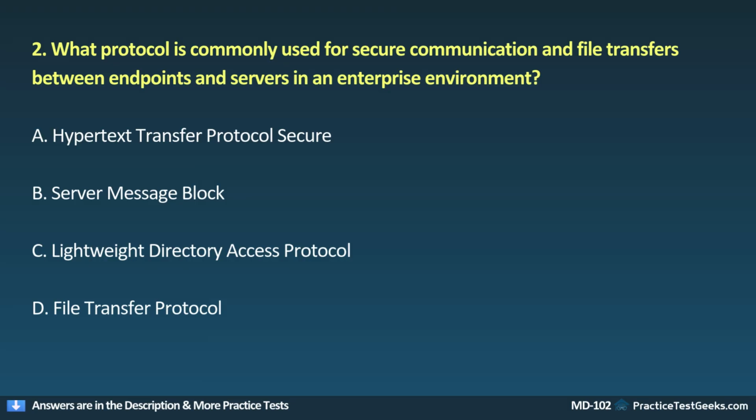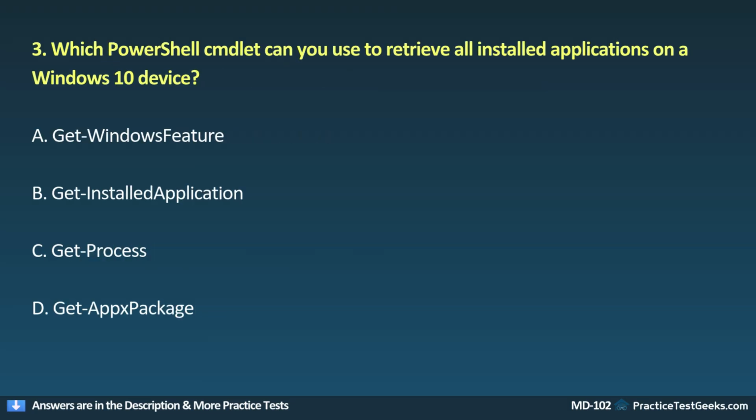2. What protocol is commonly used for secure communication and file transfers between endpoints and servers in an enterprise environment? A. Hypertext Transfer Protocol Secure. B. Server Message Block. C. Lightweight Directory Access Protocol. D. File Transfer Protocol.